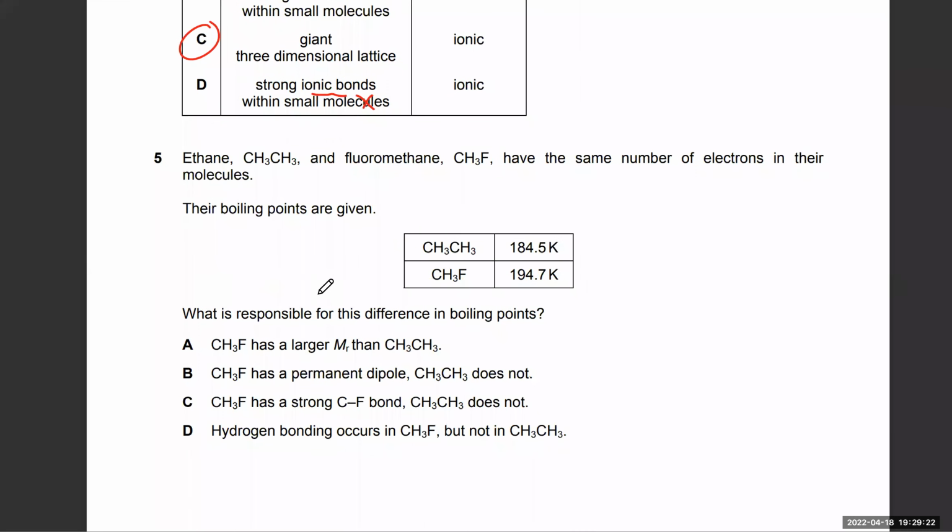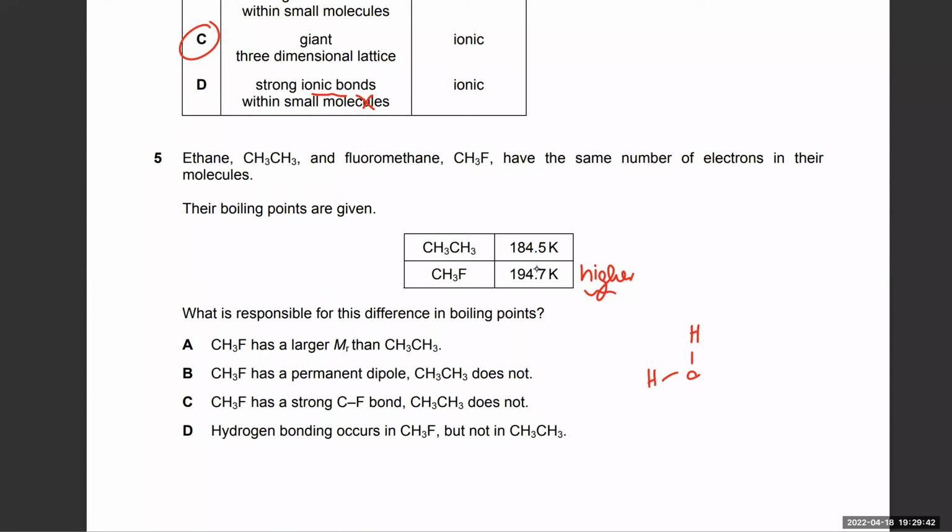Now this one, he's saying that they have the same number of electrons in the molecules. Their boiling points are given. This one has a higher boiling point. What could be the reason for that compared to the first one? Hydrogen bonding. It doesn't have hydrogen bonding.